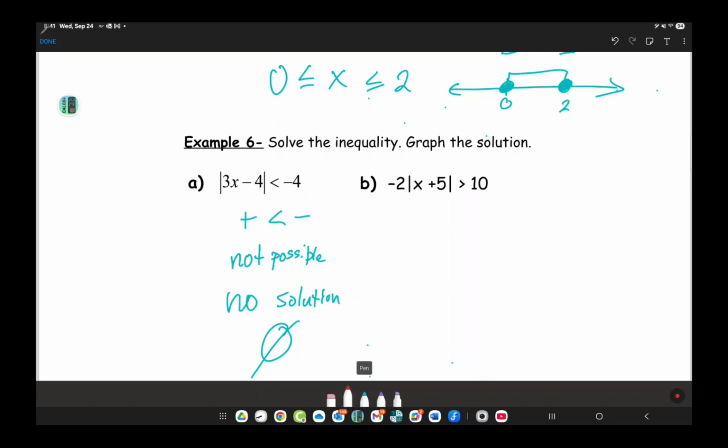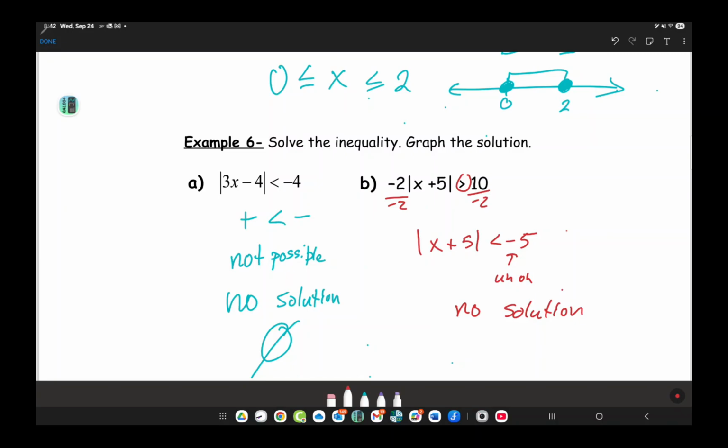Now notice this does say greater than. Have we dealt with greater than yet? But what happens when I divide by negative 2? It flips. Not only does it flip, it becomes negative 5. Okay, we can't do negative. No solution.